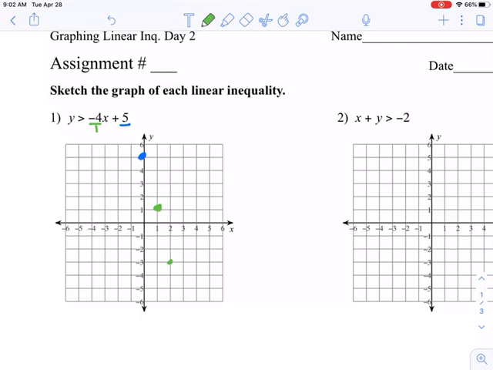When I draw my line in, since it's just a greater than sign, it's going to be a dotted line. And since my equation is in the form of y equals mx plus b, and I have a greater than sign, I'm going to shade above the line.